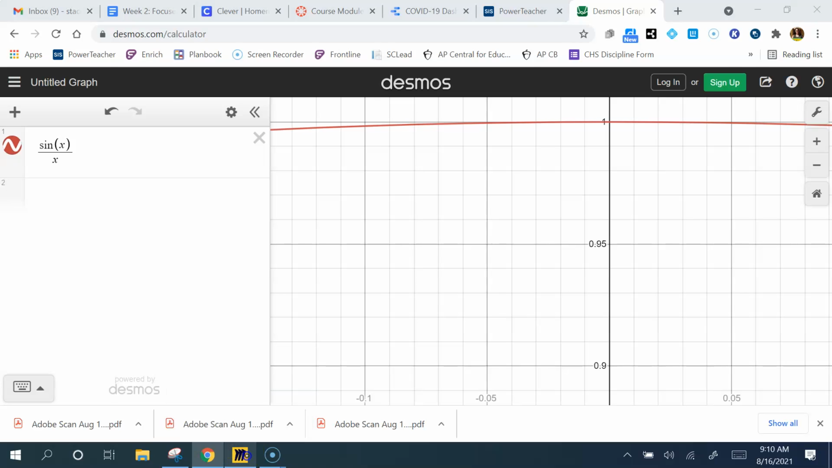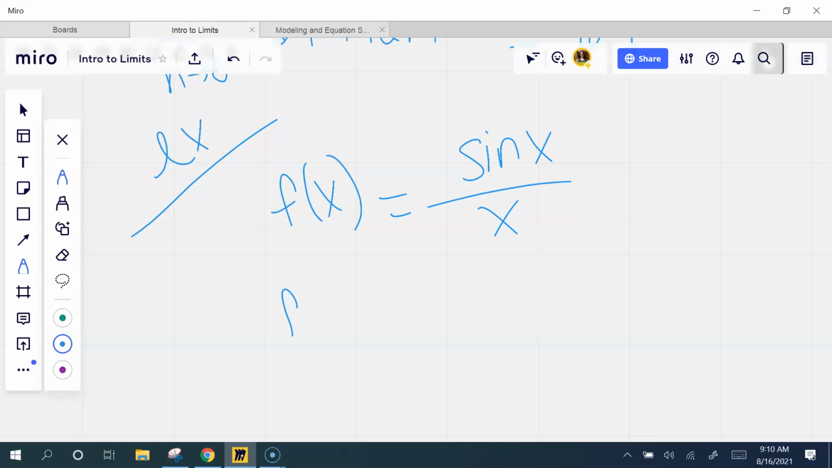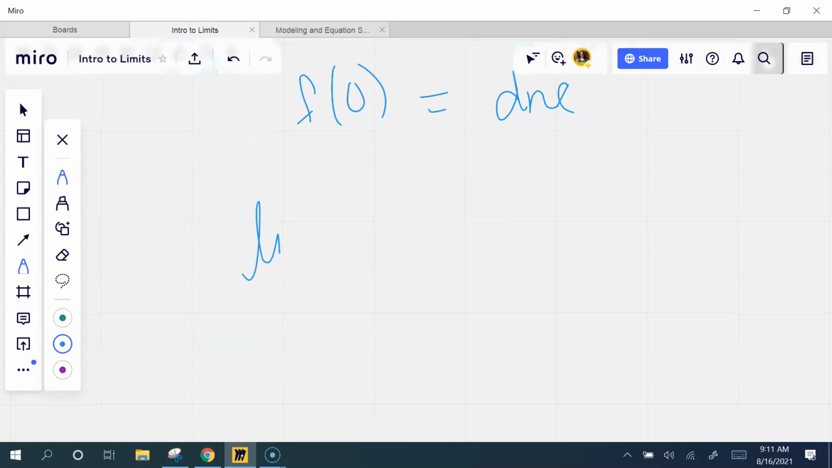Okay, so I cannot have, f of 0 does not exist. It's undefined, right? So what I have to do is look at it as a limit. The limit as x approaches 0 of sine x over x. And what I want you to see here is the point itself doesn't have to be defined for it to have a limit there, okay?